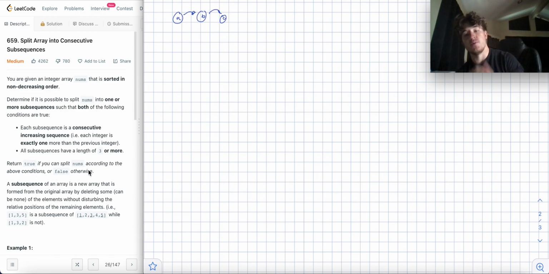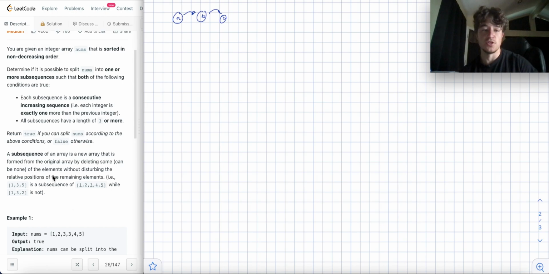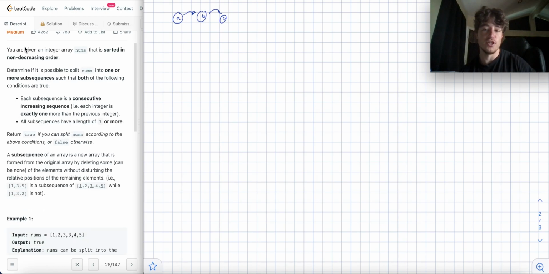So we're just trying to figure out, can we take this array and split it into subsequences such that there's always a way to build a subsequence where all the subsequences we build are at least of length 3, and when you connect to a previous element, that previous element is one less than the current element. All right, so a subsequence of an array is formed from the original array by deleting some, can be none, of the elements without disturbing the relative positions, right? So we can't reposition this array, which doesn't really matter, right? Because the array is already sorted.